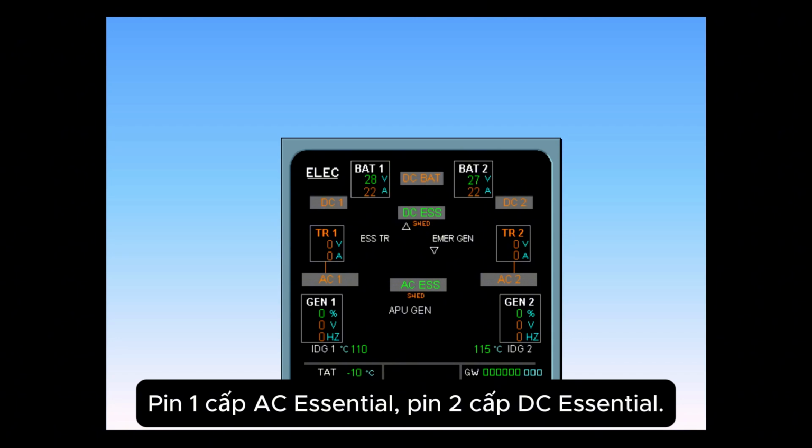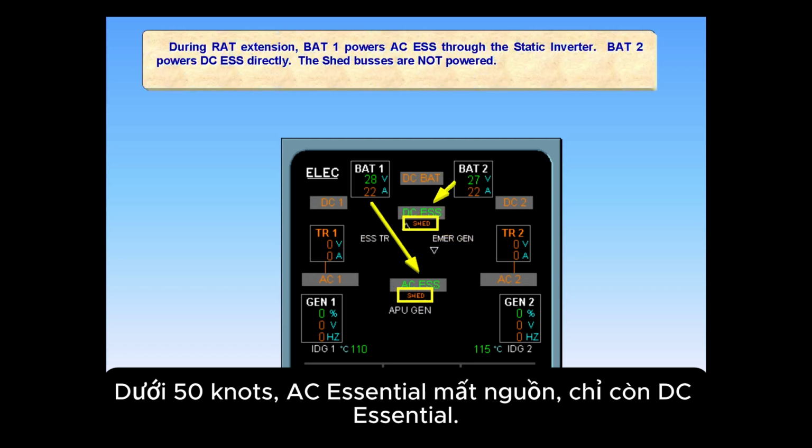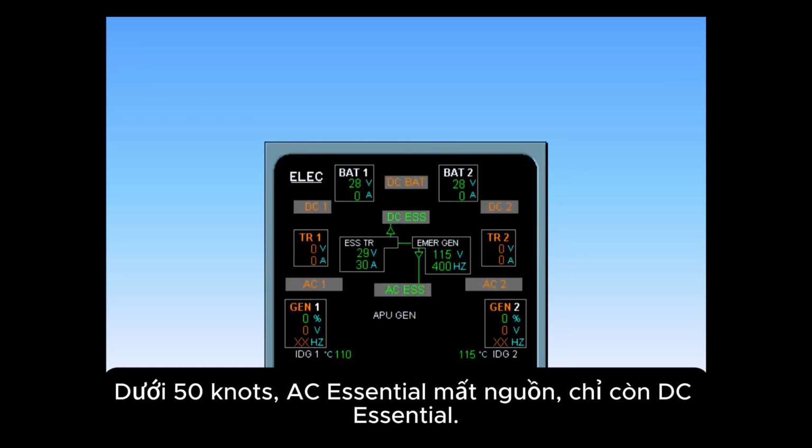During RAT extension, Battery 1 powers AC Essential through the static inverter. Battery 2 powers DC Essential directly. The shed buses are not powered. After the RAT has extended and the nose gear is up and locked, AC and DC Essential and AC and DC Essential shed buses are powered.